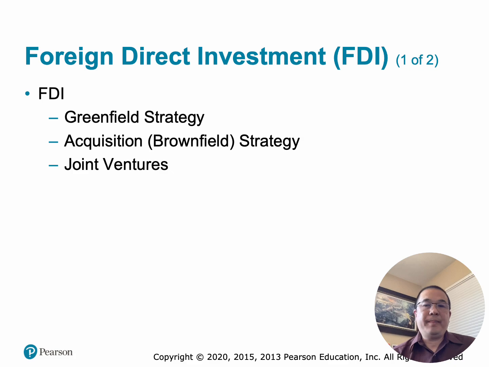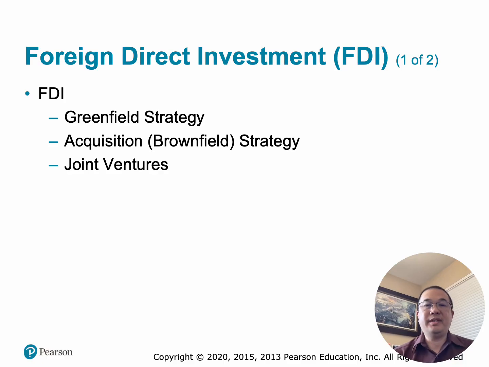Number two, acquisition or brownfield strategy. What is it? The company purchases an existing foreign business. Instead of building a new facility, it acquires one that already exists. As an example, Facebook acquiring Instagram. Why is it called brownfield? The facilities and operations already exist. So the advantages are faster market entry, existing customers, existing employees, and existing distribution networks. However, the disadvantages are integration challenges, culture clashes, and hidden liabilities.